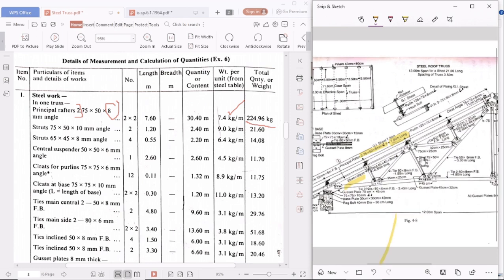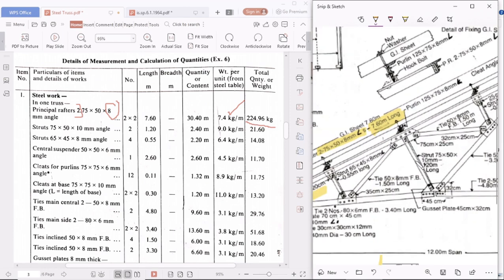Now here it is one, we will take two, as another section will be that side. So struct 75 into 50 into 10 mm, the number is 2, here one, another side section 1. The length is given, that is 1.20 meter long. Next multiply it, you will get the quantity 2.40.